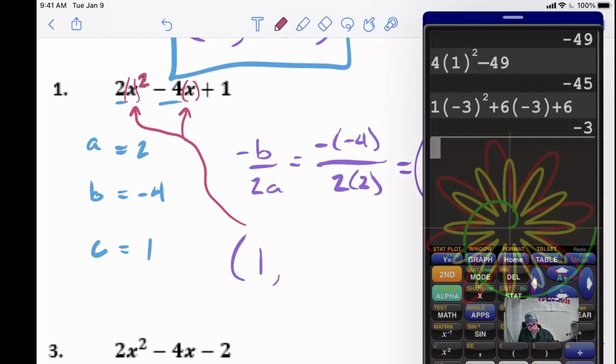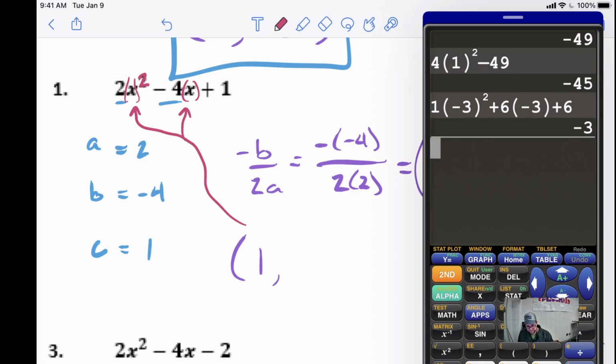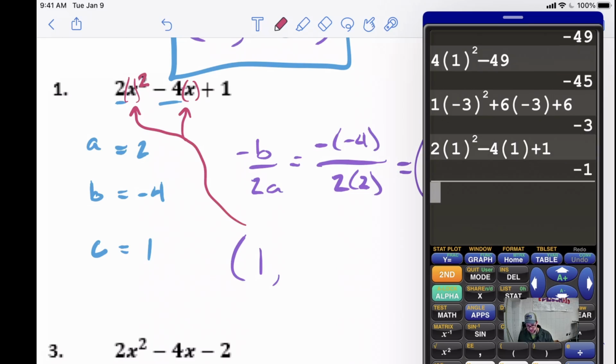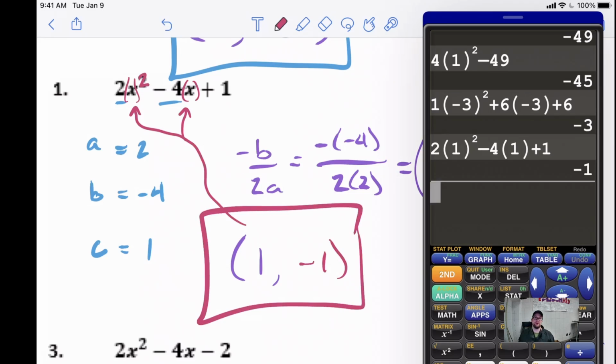So if we go to our calculator, we are going to have 2, and then I get to that parenthesis, I'm going to put a 1 in there. That's being squared, minus 4, parenthesis, there's my 1 again. And then last but not least, we add 1 at the end, and we get negative 1. So our answer for this one is that the vertex is at the point (1, negative 1).